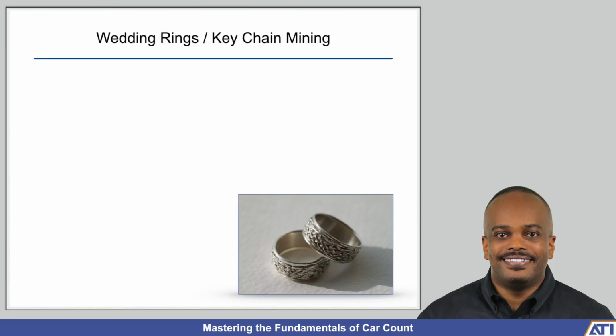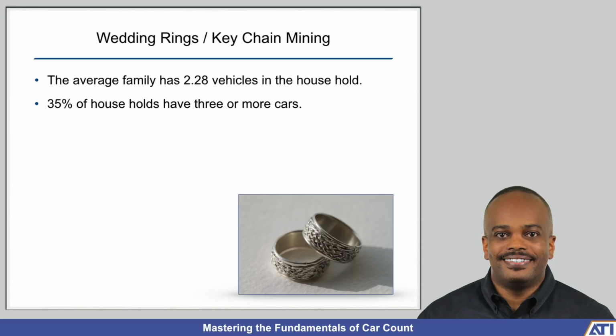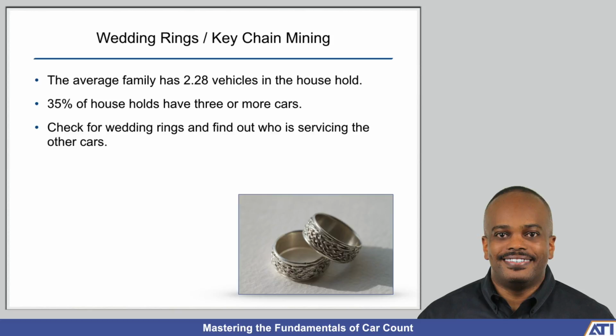And now we're on to the next fundamental, which is checking for wedding rings and keychains. This data comes from Experian Automotive. The average family has 2.28 vehicles in the household, and 35% of households have 3 or more cars. So what does that mean? That means that if your customer comes in, they've got a wedding ring, chances are there's multiple vehicles in the household. The question is, are you servicing all of their vehicles? So it's a basic thing of paying attention to who's wearing a wedding ring. And if you're not servicing all of their vehicles, we need to find out why, and let's make sure that we are going forward.